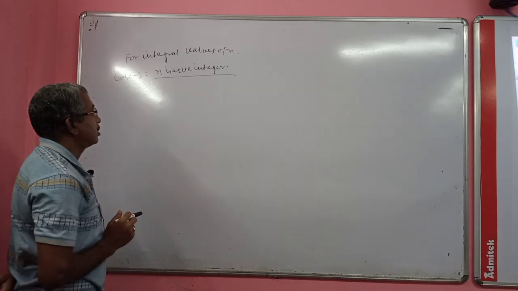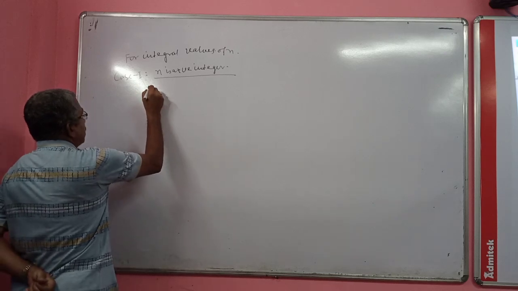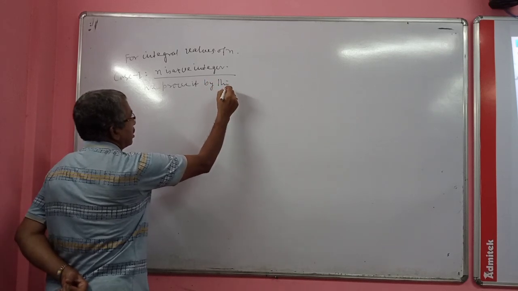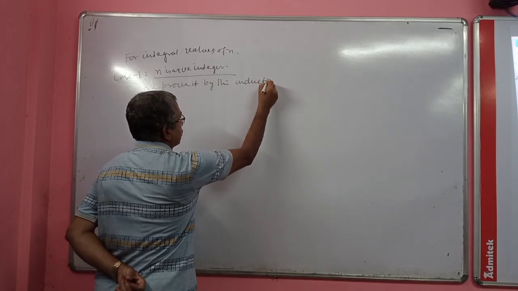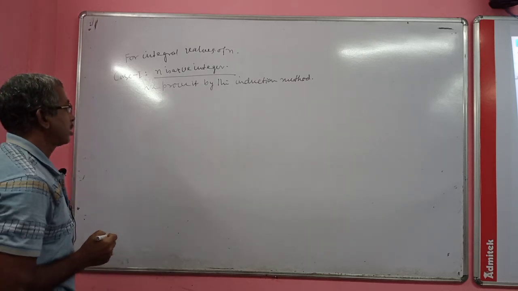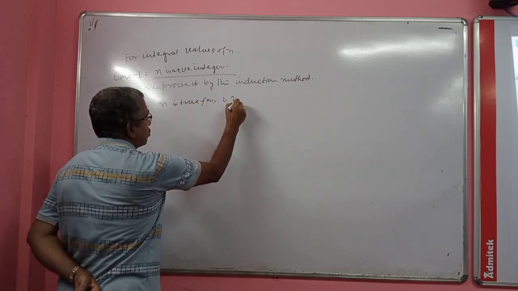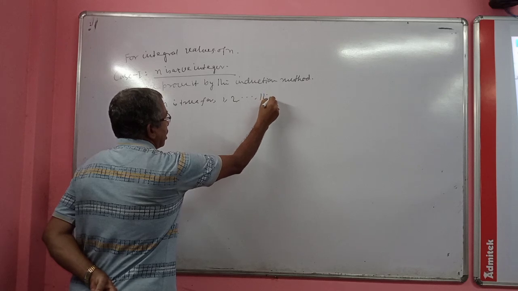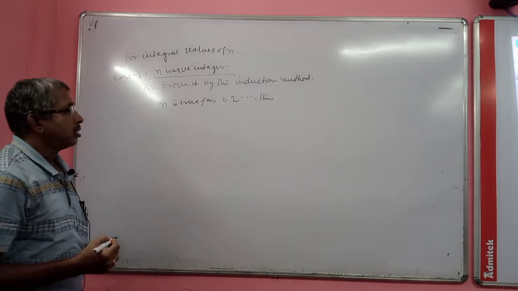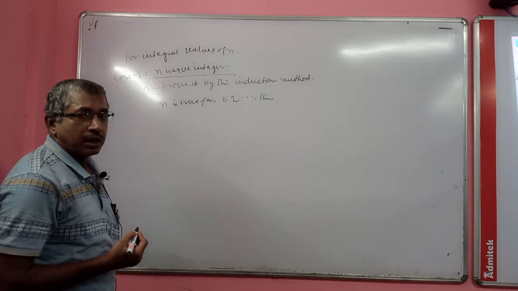1, 2, 3, 4, etc. These are positive integers. And we prove it by the induction method. Now, what is the induction method? If the theorem is true for n equal to 1, then we prove it for n equal to 2, etc., and lastly we generalize it.